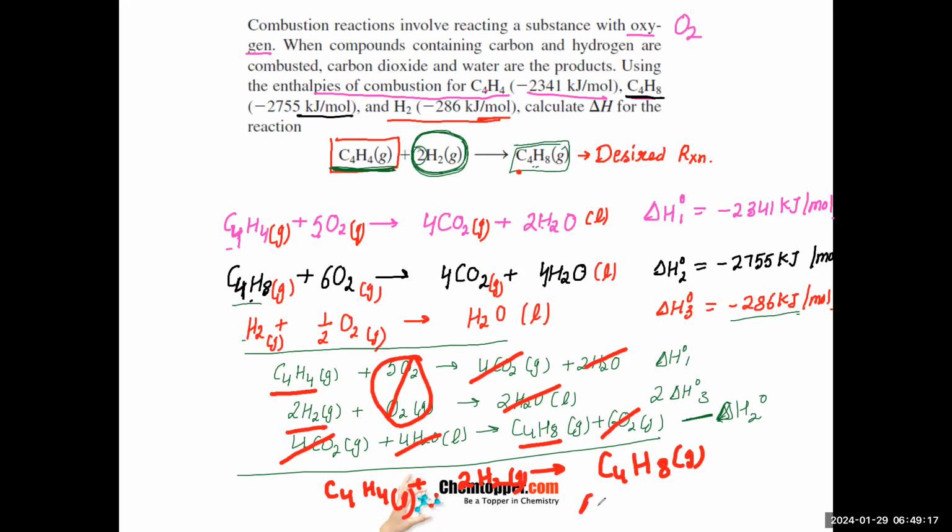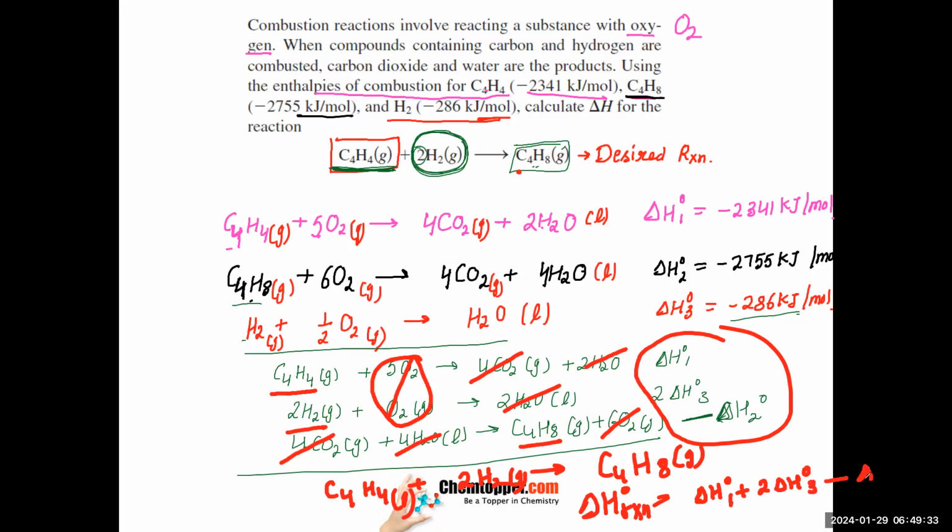What is delta H for this reaction? Add all these: delta H naught 1 plus 2 times delta H naught 3 minus delta H naught 2. And that's the answer. Plug in the values. Yes, Dhruv, very good.